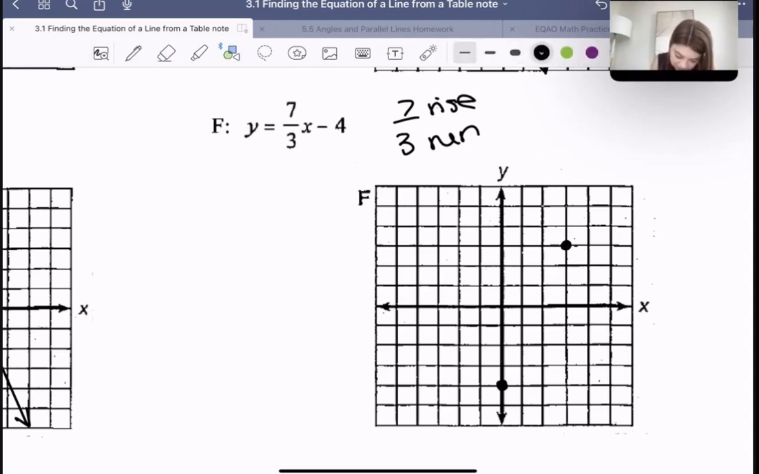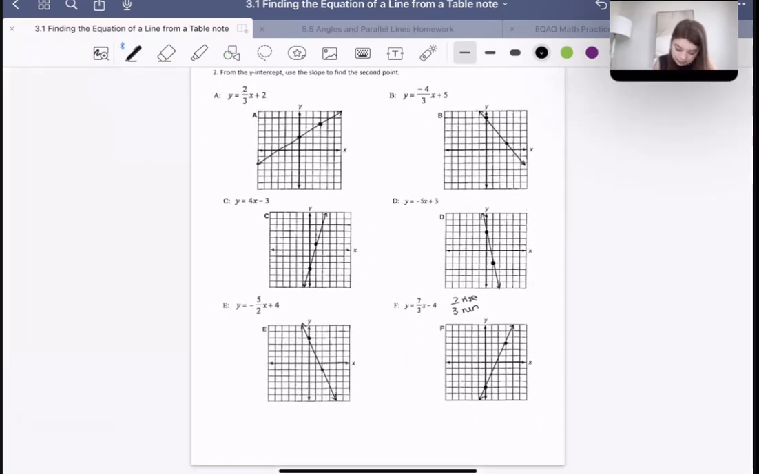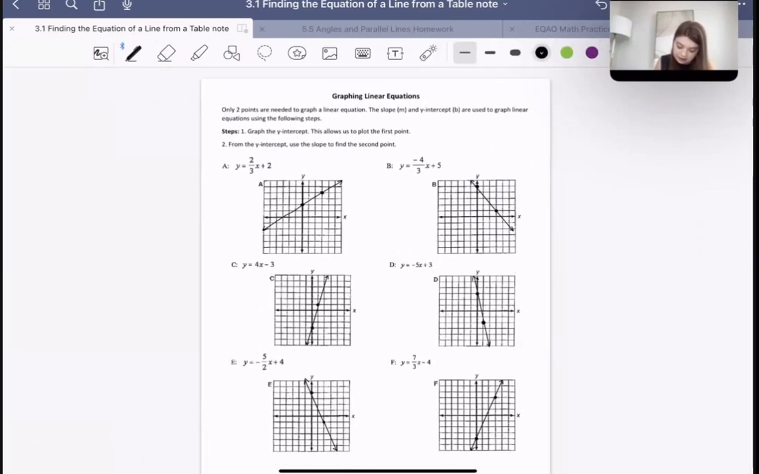And then, there we go. We did it. It is excellent. So there we go. There we have it. So yeah, so that is how we can graph linear equations.